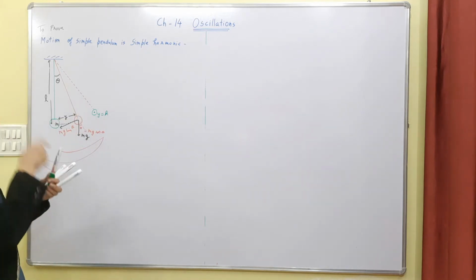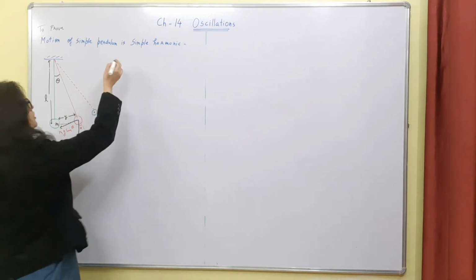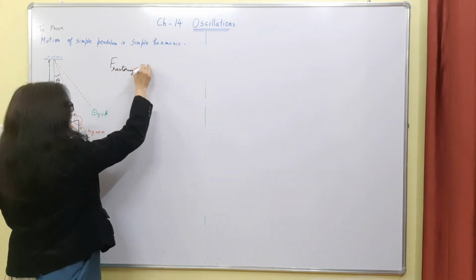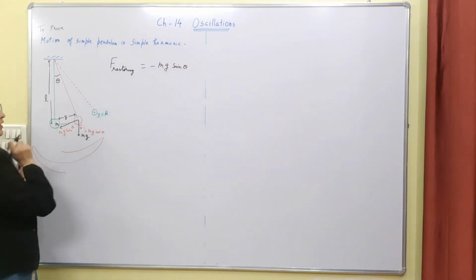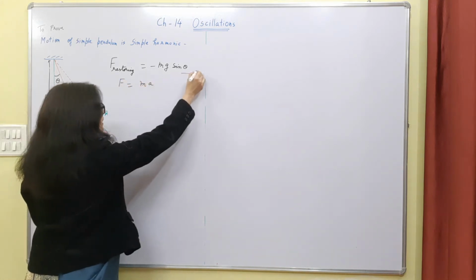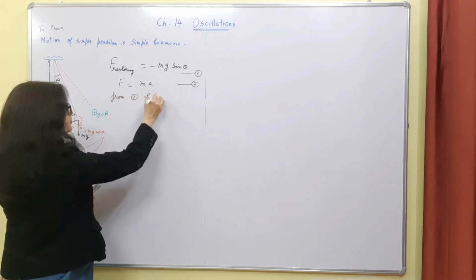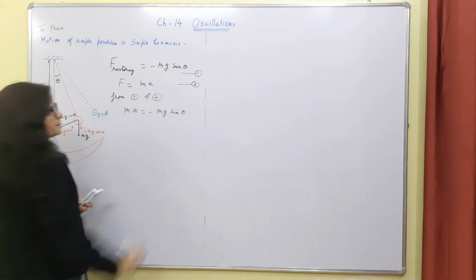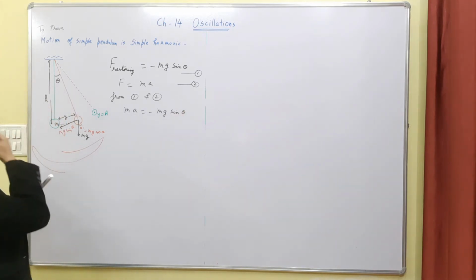Now here I have to write the restoring force, then only I will be able to prove that this is simple harmonic. So we can write F restoring is equal to minus mg sin theta, right? And we also know that F is equal to ma. So if I mark this as 1 and this as 2, then from 1 and 2, ma is equal to minus mg sin theta, right?